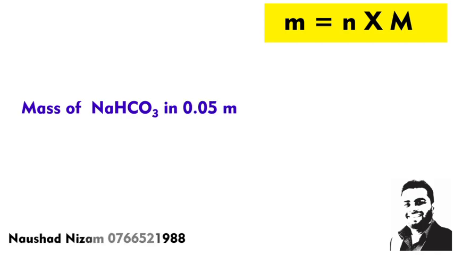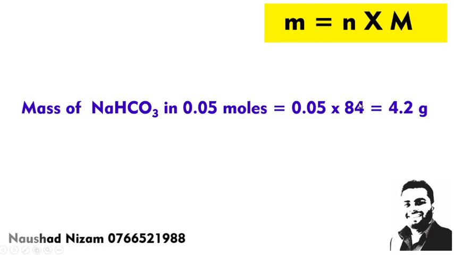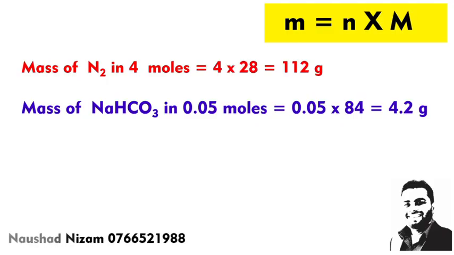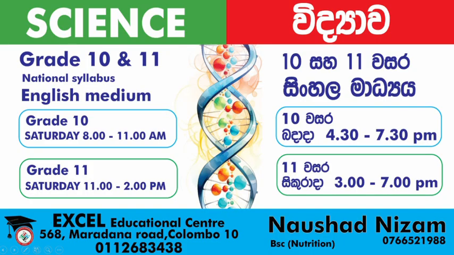So likewise, you can calculate for sodium bicarbonate as well, and its relative molecular mass is 84, given moles 0.0405. When you multiply this calculation, you get 4.2 grams. And mass of nitrogen, again 4 moles, you can calculate in this way. So this is about the mole concept.